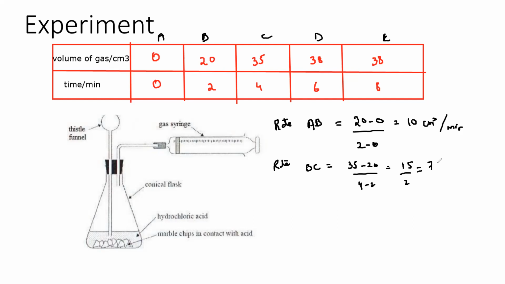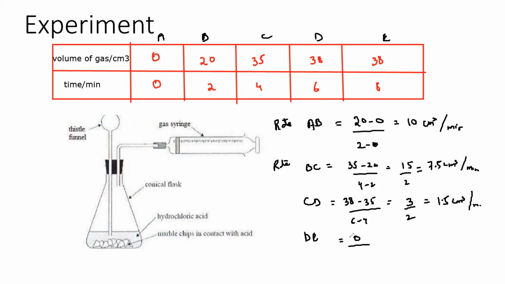So 15 divided by 2, 7.5 cm³ per minute. What about from C to D? 38 minus 35 divided by 6 minus 4. So it will be 3 divided by 2, which is equal to 1.5 cm³ per minute. And from D to E, it is 38 minus 38, which is 0, divided by 8 minus 6. So it will be 0 divided by 2, 0 cm³ per minute.